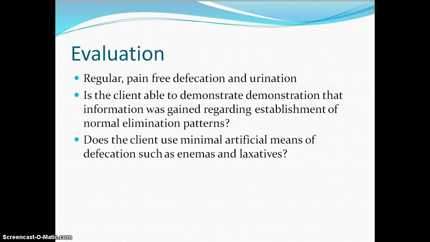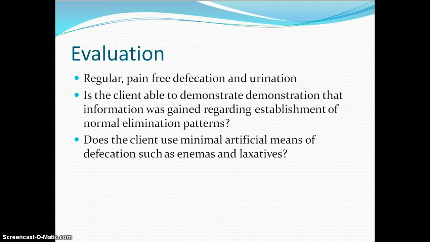After I removed the catheter, how long did it take them to be able to have the urge and to get up and urinate? Is the client able to demonstrate that they know what's going on with their elimination patterns? Because if they go home, would they know what signs and symptoms are serious and they need to report? So we evaluate every time we give a suppository.